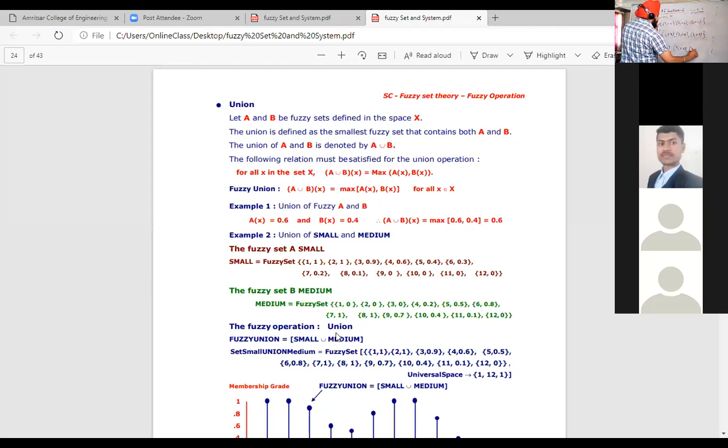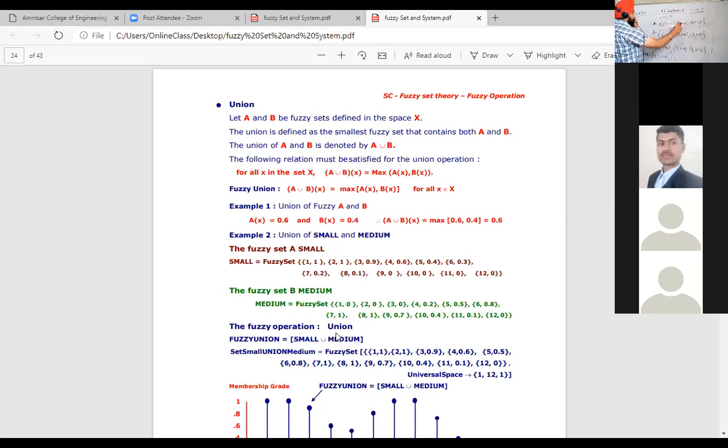Then you take 0.3. Here it is 0.3 and here it is 0.2, so you will write 0.3. The maximum of the two degrees will be counted in A union B, and the minimum of the two degrees will be counted in A intersection B. A intersection B will be 1. Here it is 0.3, here it is 0.4. So the minimum is 0.3.